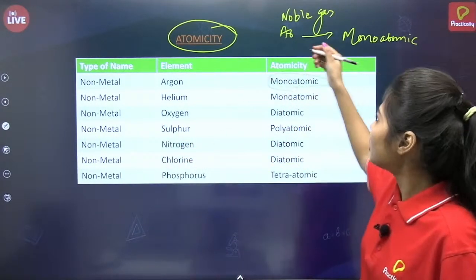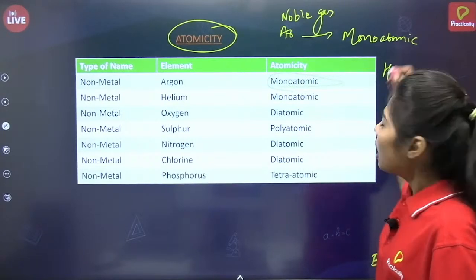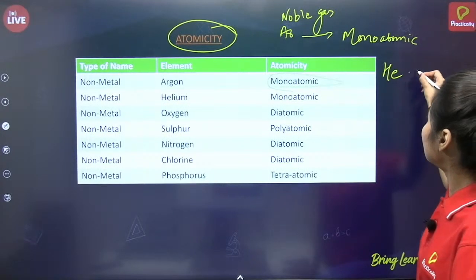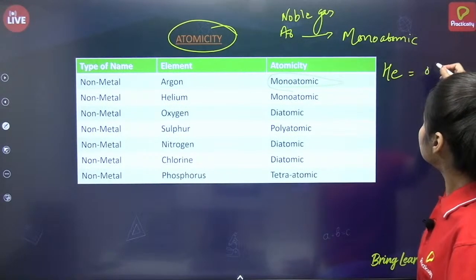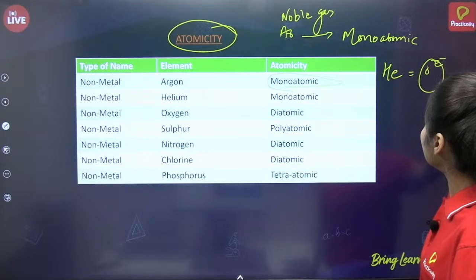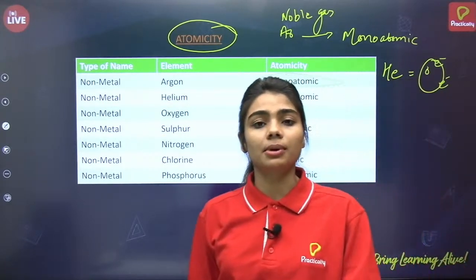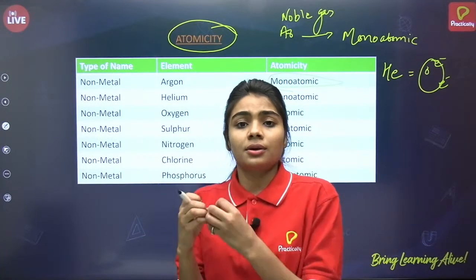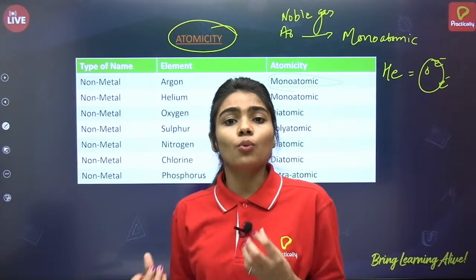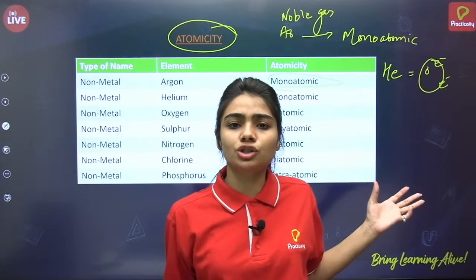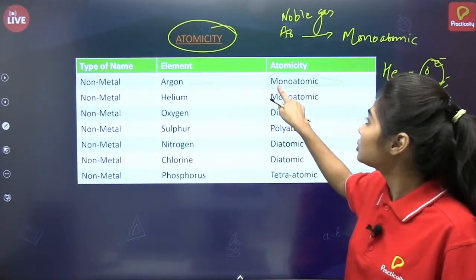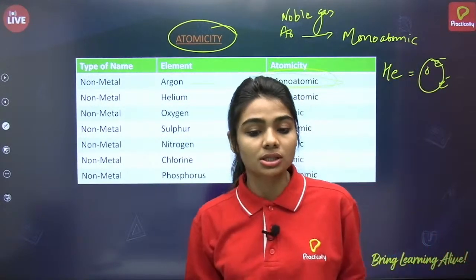Let's say for helium, how many electrons are there? 2 electrons. So this is the nucleus, with 2 electrons in the first shell. So they are quite stable. They don't want to react with any other atom. Why? Because they are in a stable position, so they can exist alone. That's why argon is also monoatomic, because this is a noble gas.